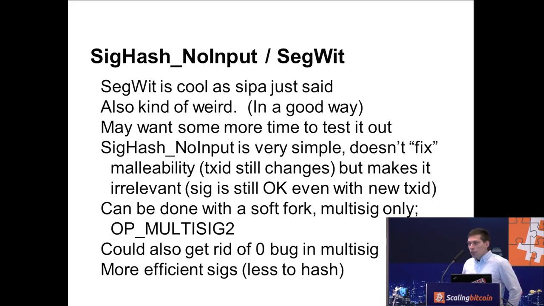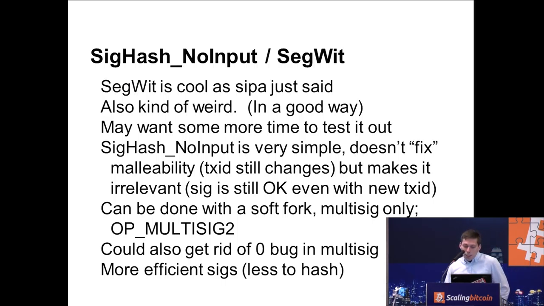And it's also kind of weird, in a good way. So we might want some more time to test it out and figure out the best ways to do it and stuff. It's a pretty big sort of rethinking of how things work. I think it's cool. If segregated witness gets in, we'll totally use it. We'll code for it. Great.